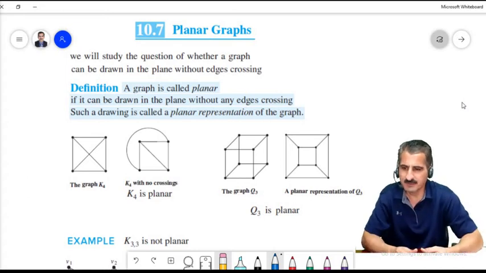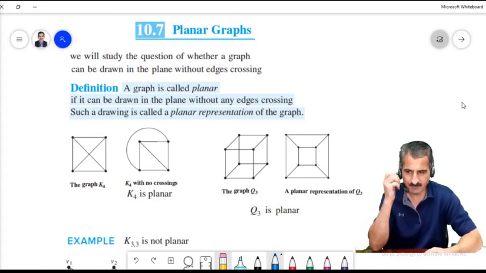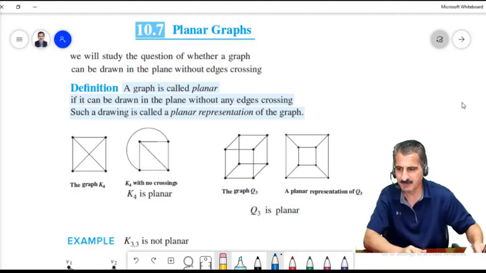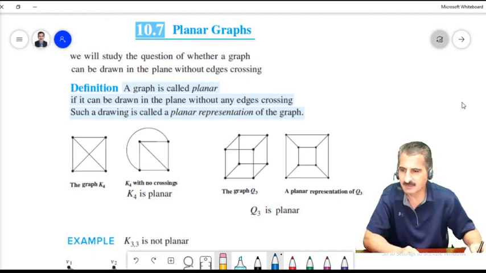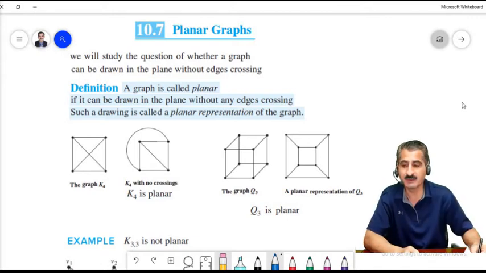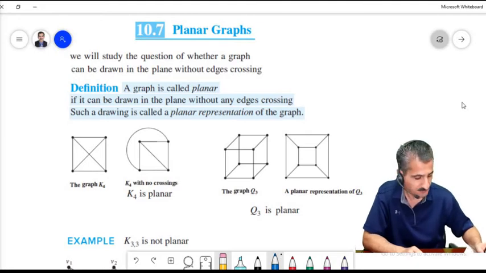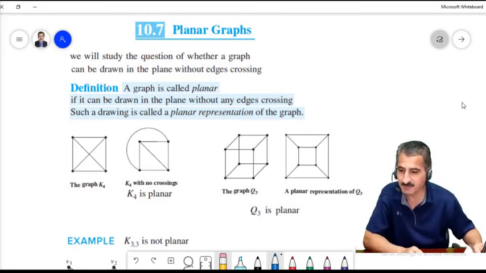Okay, planar graphs. What do we mean by planar graph? We will study the question whether a graph can be drawn in a plane without edges crossing. So that I make the idea clear before we go to the definition, look at this cube, which is Q3.